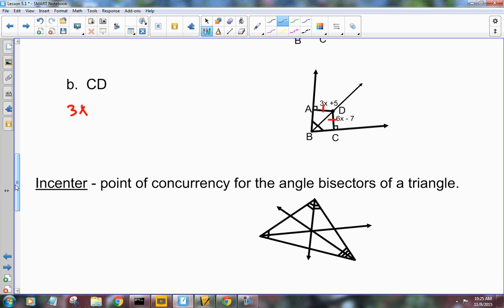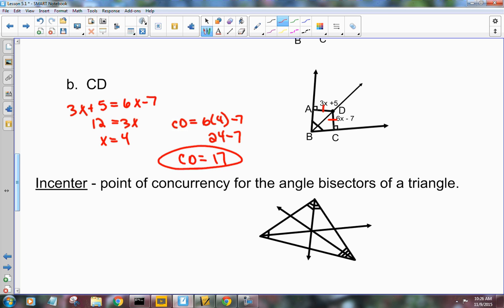So I'm going to set 3x plus 5 equal to 6x minus 7. And I'm going to solve. Subtract 3x from both sides. Add 7 to both sides. Divide both sides by 3. And x is 4. Okay, but I need CD, not just x. So I got to go back into my problem and do 6 times 4 minus 7, which would be 24 minus 7. So that makes CD what? 17. Good.